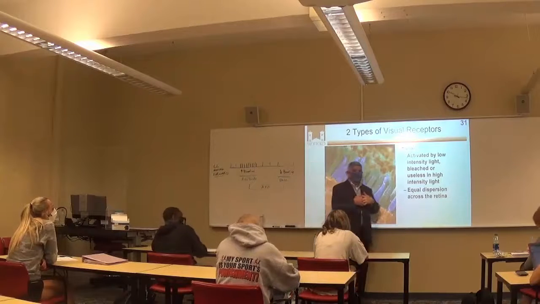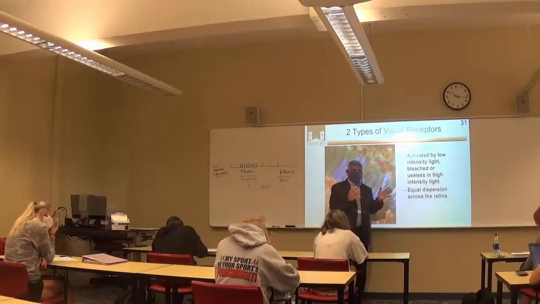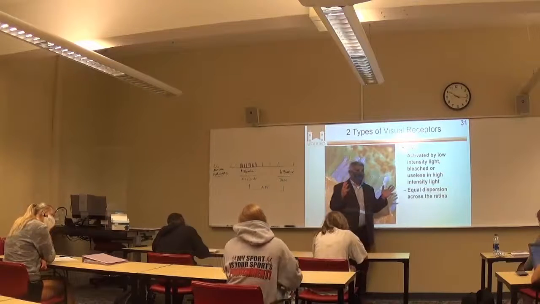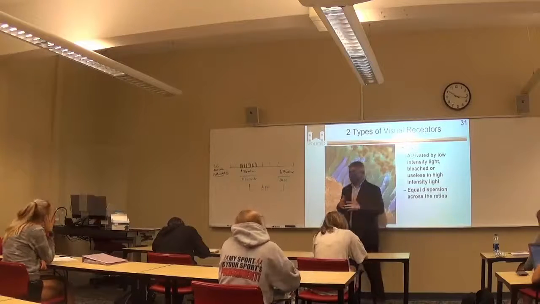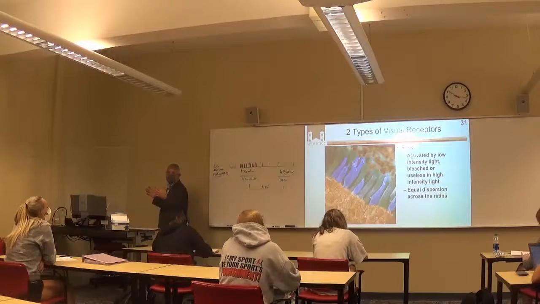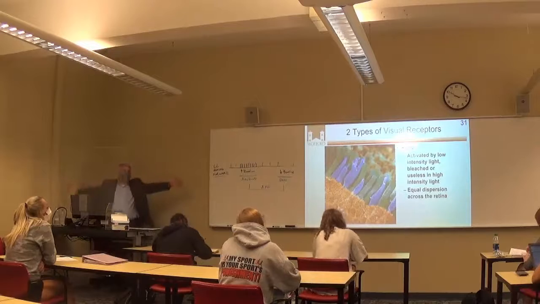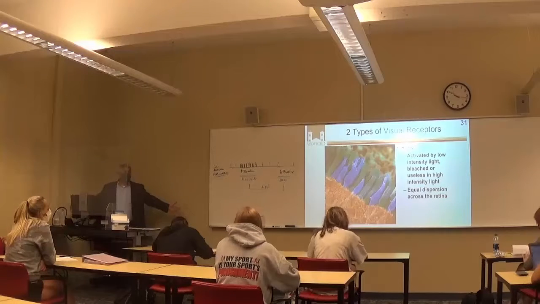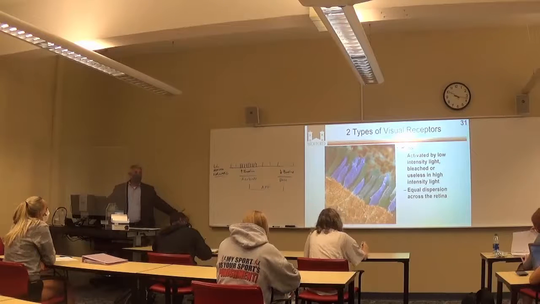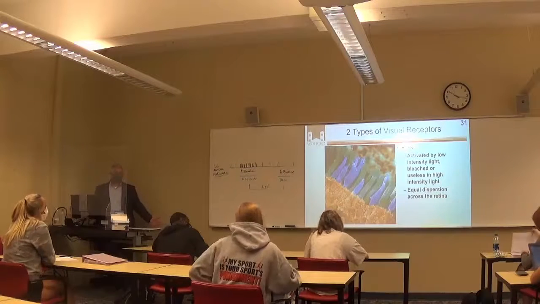So we have daytime, when you can walk outside at noon, and if the sun's shining, it's extremely bright. And nighttime, if the moon's not out, it can be very, very dark. That range of intensity is so huge that we need two different systems to detect light in the dark and light when it's bright.